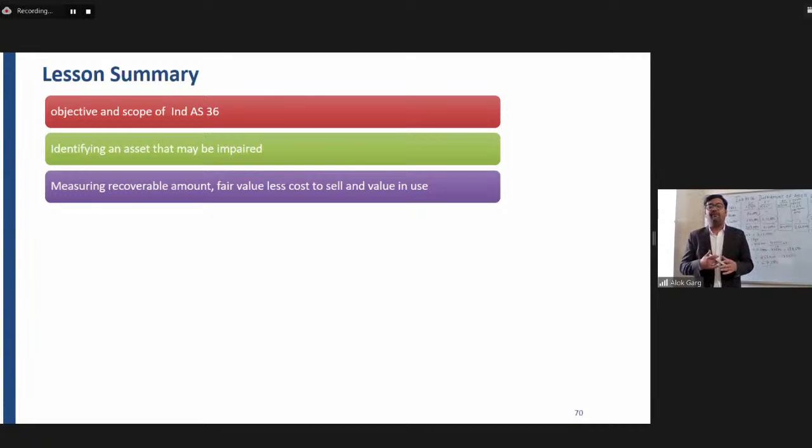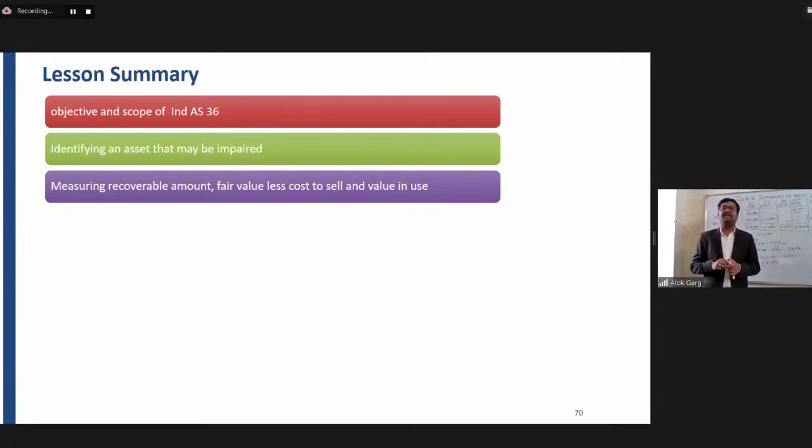But the thing is, whether impairment exercise is required, yes, impairment exercise is required. Then you need to measure a recoverable amount, which is the higher of fair value less cost to sell and value in use. We understood these two concepts in detail, what is fair value less cost to sell, what is value in use. If you remember, we have done a case study for Mars Limited in case of calculation of a value in use. So we understood what is value in use.